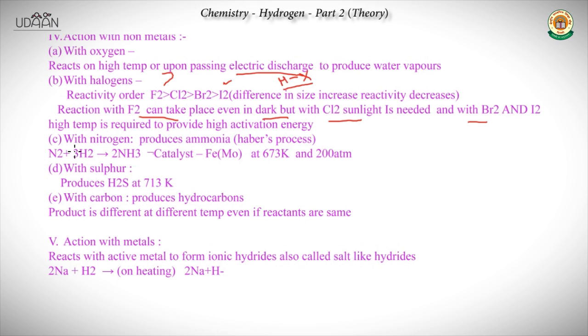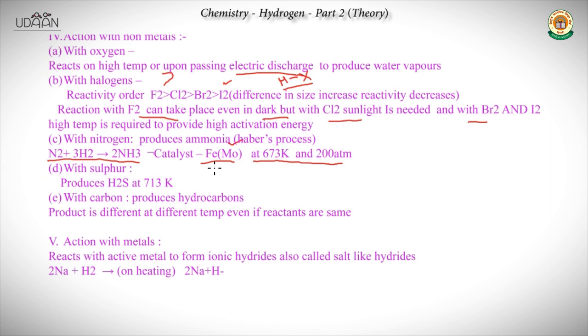Now it can react with nitrogen to produce ammonia. This is the Haber's process, which is used to produce ammonia commercially. In this, the conditions are very important. We use iron as a catalyst and Mo is the promoter. It is carried out at 673 Kelvin and 200 atm pressure.